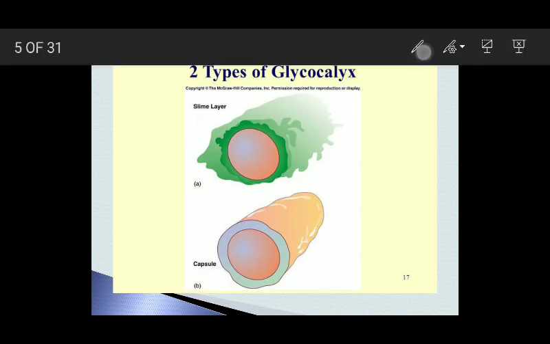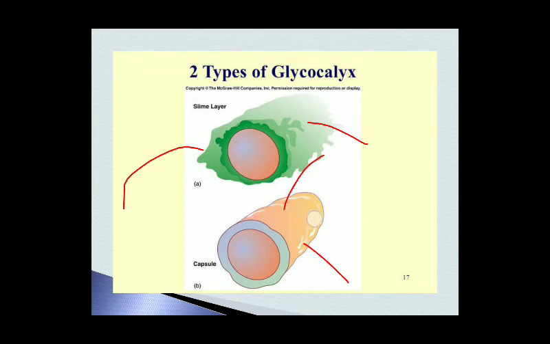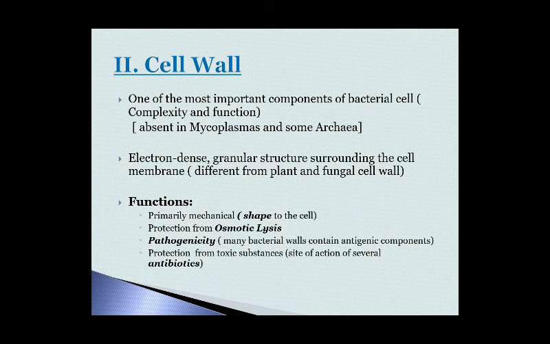Now here you can see there is a well marked difference between the slime layer and the capsule. The slime layer is not that much organized, it is rather diffuse, and is composed of polysaccharides only, while the capsule is relatively well organized and is composed of both polypeptides as well as polysaccharides. Now the second one is the cell wall. We will talk about the cell wall.